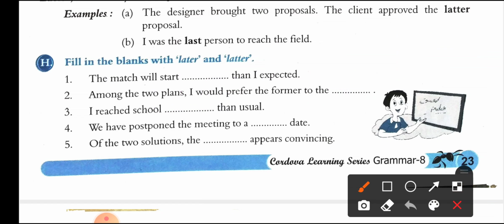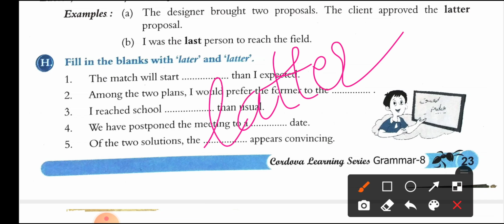Let's talk about fourth. We have postponed the meeting to a dash date. So it is what? Time. So time is what? LATER. So fourth one is later. Of the two solutions, the dash appears convincing. Here we are talking about first or second, means we are talking about the position. So when there is position, what we have to do? It's LATTER, right? You have to learn it, that's it.